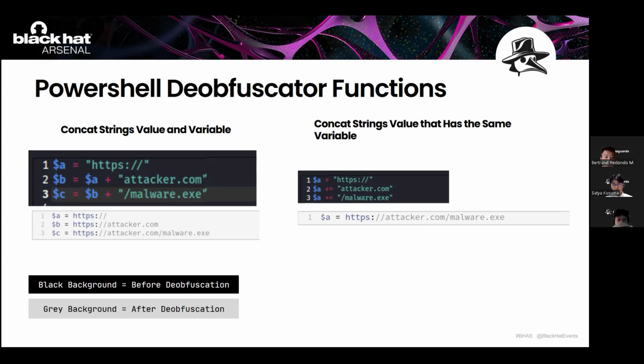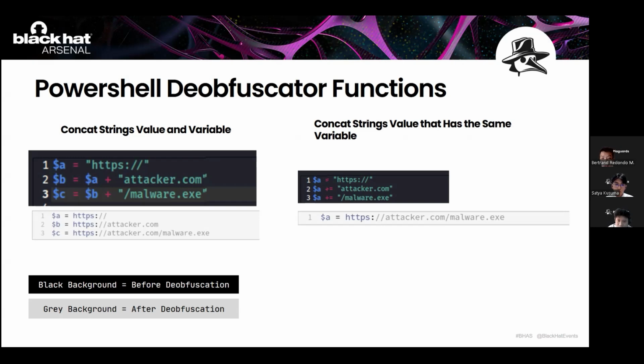As we can see, A has its own value, HTTPS only, the B value has attacker.com, and the C value has the malware.exe value. So we successfully concatenate these values into one very readable value inside the variable.